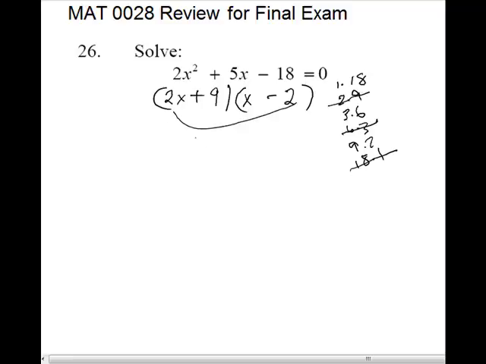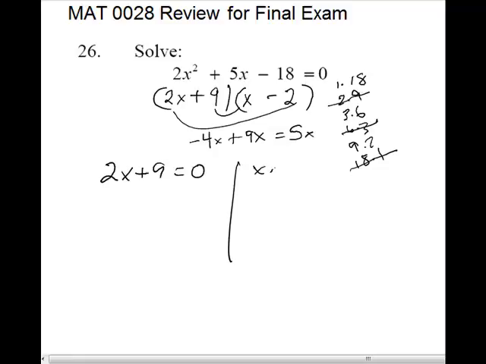We check on the outside, minus 4x, inside, plus 9x. And this is going to work. So actually got the right one right away. So I can go ahead and split it apart. Either 2x plus 9 equals 0, or x minus 2 equals 0. Now it's a linear equation.